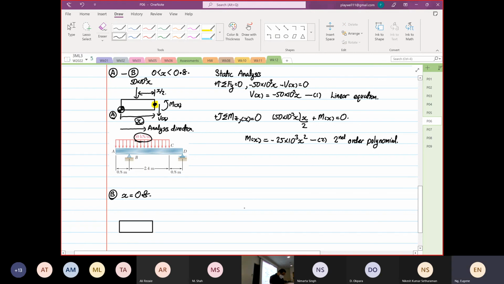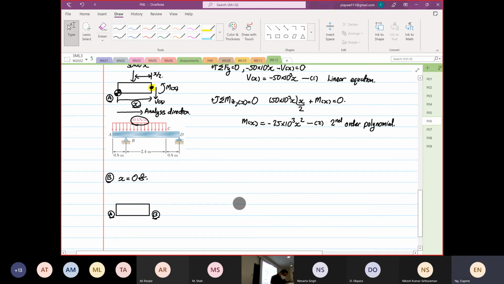Okay, so this is our point A and our point B. Now, again, the geometric datum is on the left-hand side, but we know that this distance now is equal to 0.8. So over here, we have an equivalent load, which is 50 times 10 to the power 3 multiplied by 0.8. The distance from here to here now is 0.8 divided by 2. It becomes 0.4. This is your V at point B, and this is your moment at point B.